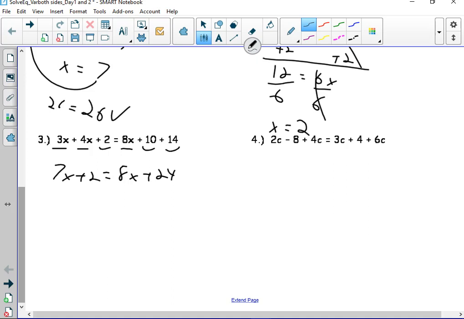This is one of those ones where you're going to end up with, if you think about it, 8 and 7, you're going to end up with 1x or negative 1x. If you move to the left side, you're going to end up with negative 1. If you move to the right side, it's going to be positive 1. So why not save yourself a step and go right? It doesn't matter.